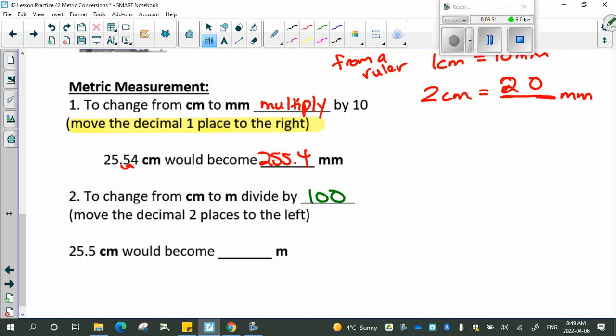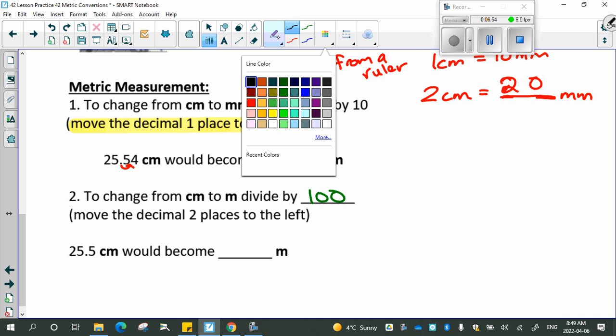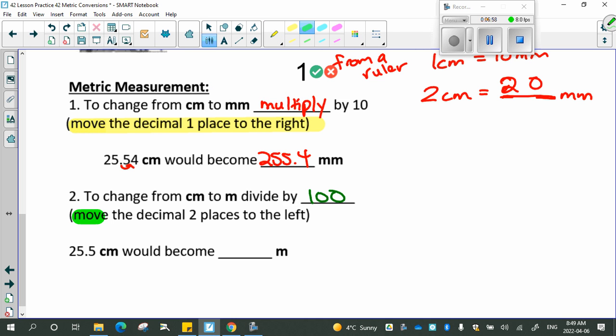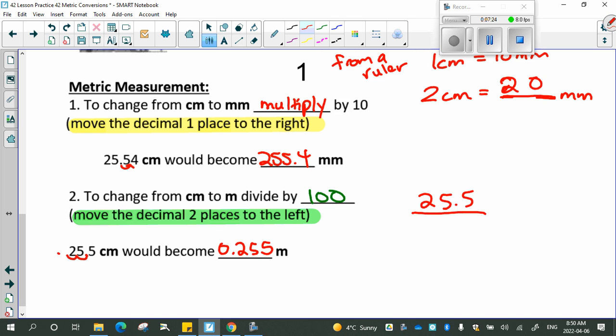Or move the decimal 2 places to the left. So because we're going from a smaller unit to a bigger unit, the number in front of the bigger unit should be smaller. We move the decimal 2 places to the left. So 25.5 centimeters is just 0.255 meters. Or you could have done 25.5 divided by 100.